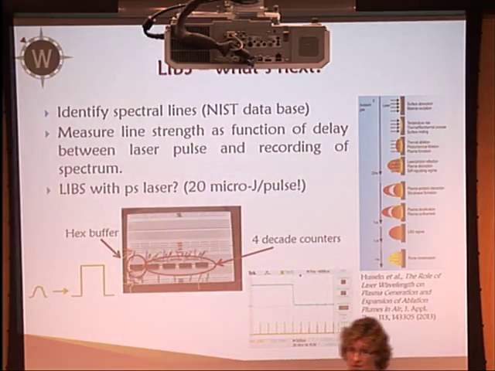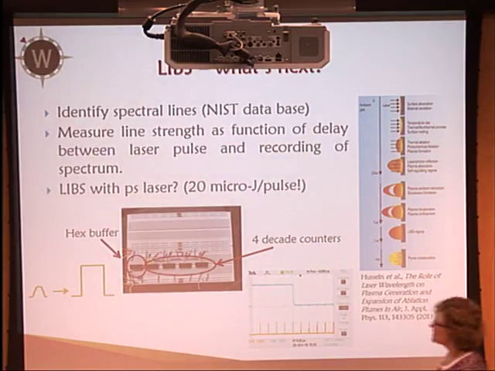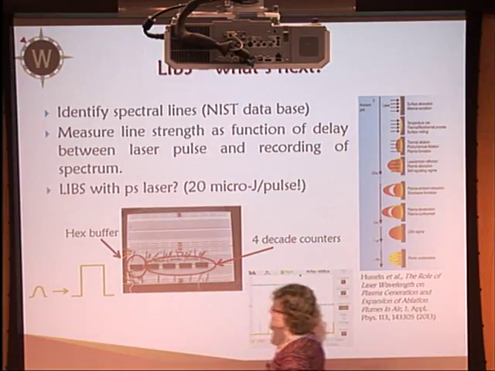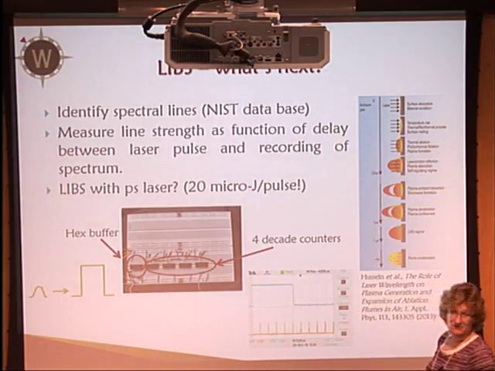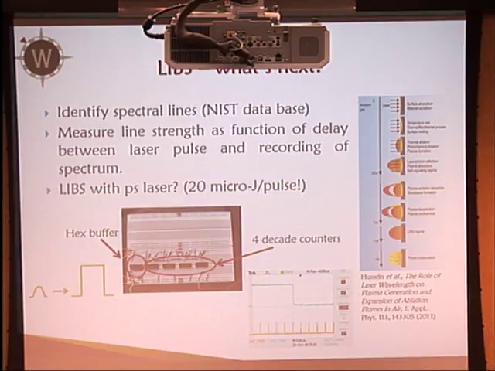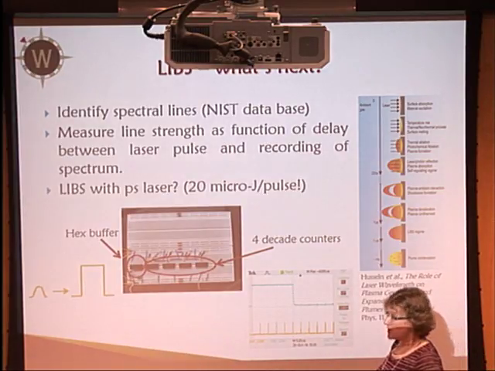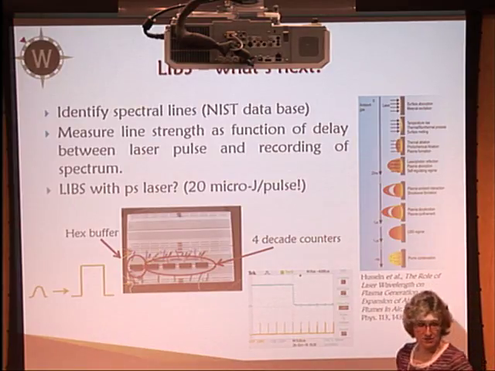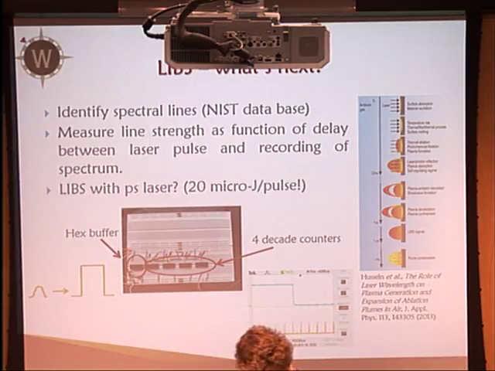And then we'll use one of the picosecond lasers to do LIBS as well. We set up some electronics for it last semester. The trigger pulse that comes out of the laser is this puny little sad thing. So we used the hex buffer to actually turn it into a nice trigger. And we used 4 decade counters to slow it down. A decade counter counts only every 10th pulse. So if you have 4 in a row, you only count every 10,000th pulse. And that's slow enough for the spectrometer to work.